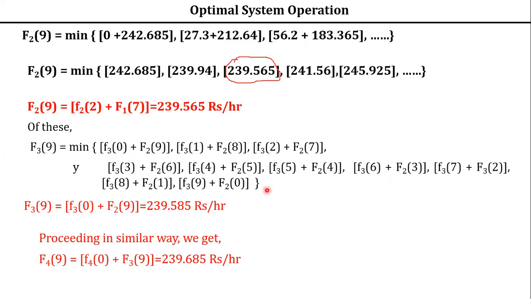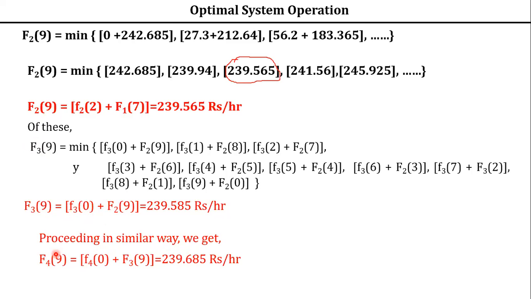For this combination, the value will be minimum. So you have so many combinations for each thing. This is the minimum value happening for this combination, and this is the minimum value happening for this combination. So you got F1 of 9, F2 of 9, F3 of 9, F4 of 9, all the units for a 9 megawatt load. Clear?